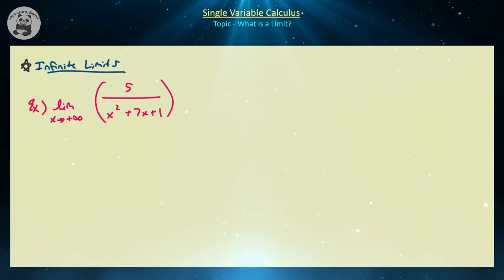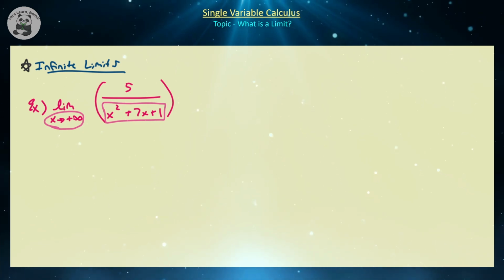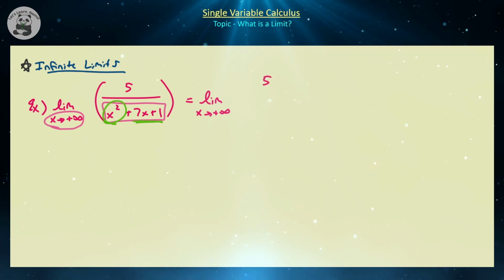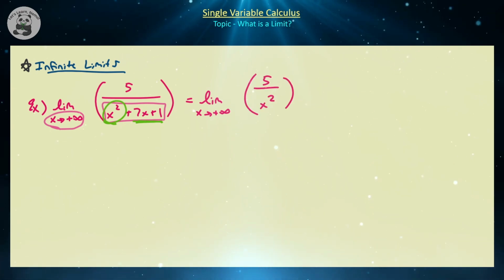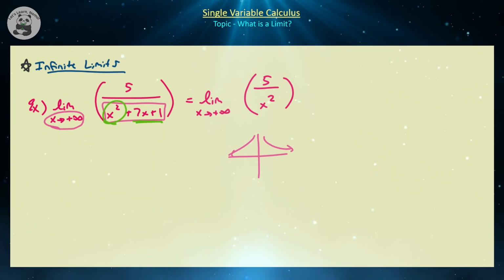So keep in mind, we're substituting an arbitrarily large but positive number into this rational function, right? And you should know that this rational function is practically dominated by this x squared term, because as x gets arbitrarily large, the 7x plus 1 term becomes practically irrelevant. So the limit will be the same in both of these cases, so we can say that this is precisely equal to the limit as x approaches positive infinity of 5 divided by x squared. And we should know that this graph has this type of shape, and it goes to 0 as x gets close to positive and also negative infinity.